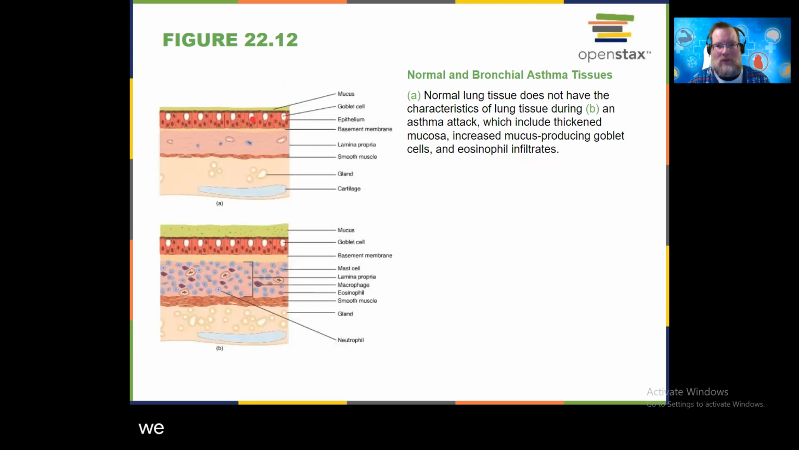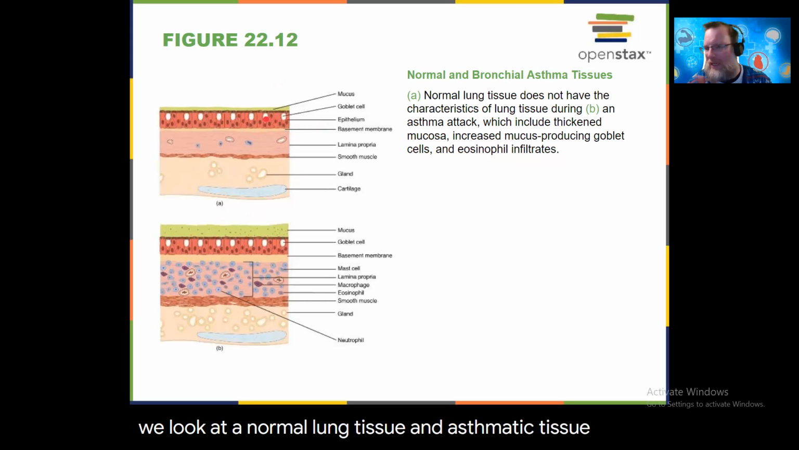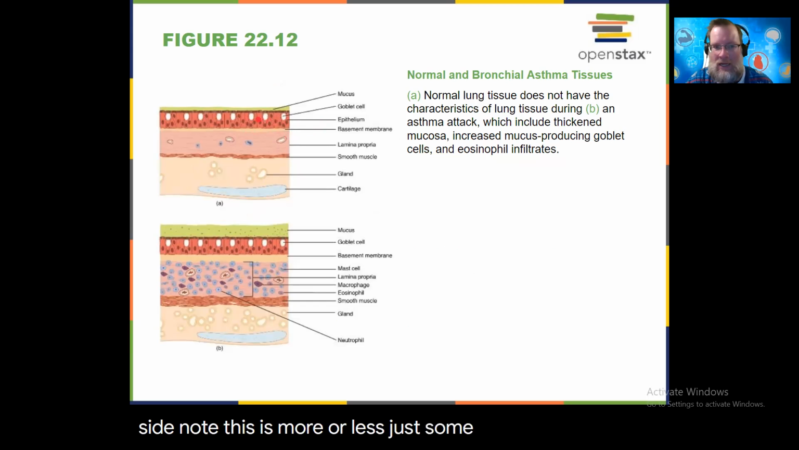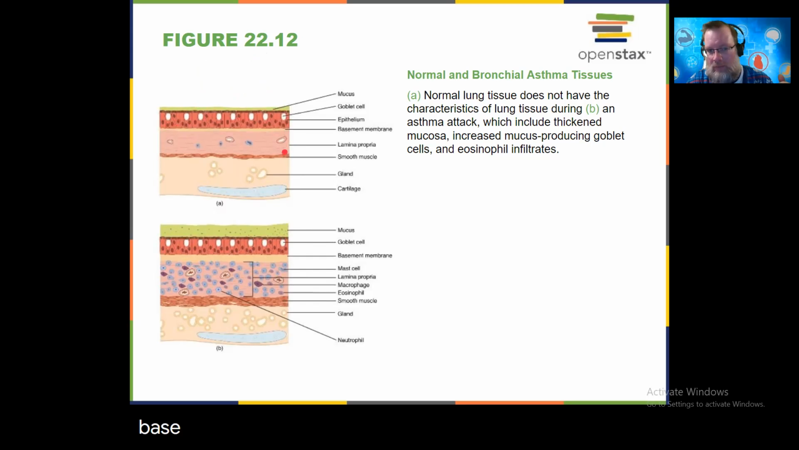And again, we look at normal lung tissue and asthmatic tissue. Just a side note, this is more or less just FYI. COPDs, chronic obstructive pulmonary diseases or disorders, including asthma, chronic bronchitis, and emphysema, have similar appearances. So in normal lung tissue, this would be the lumen out here. This would be your pseudostratified epithelium with goblet cells and mucus. And then we've got the basement membrane, and then you've got all that connective tissue and smooth muscle.